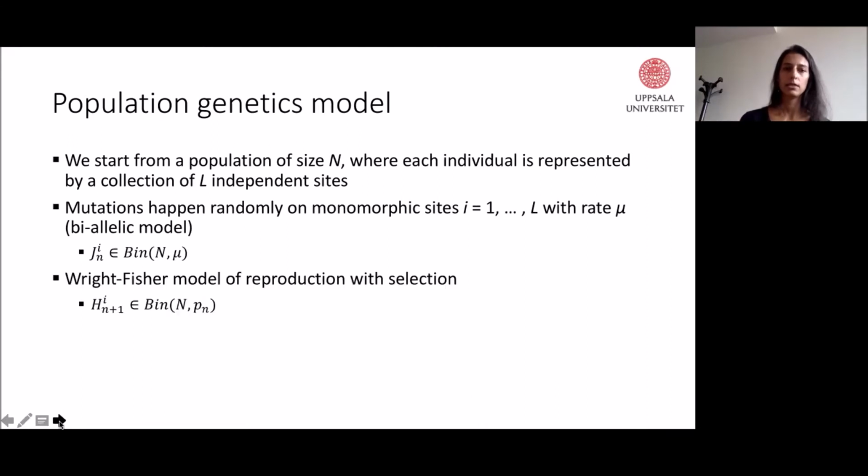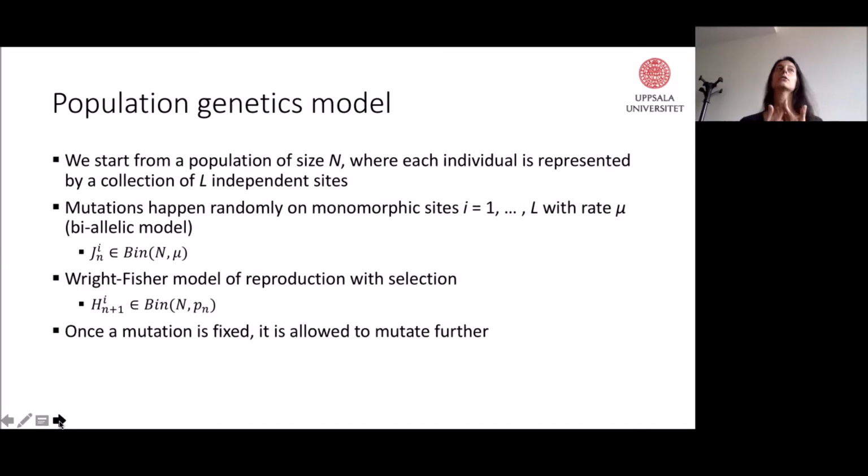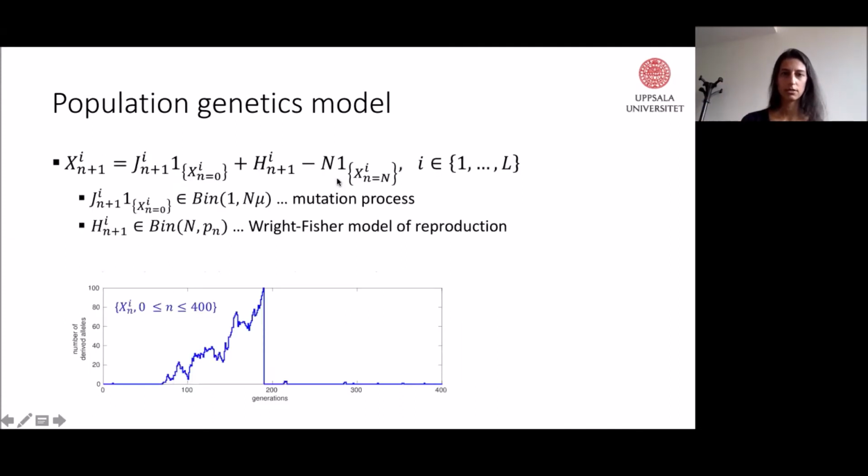And then we use the Wright-Fisher model of reproduction with selection in order to model the allele frequency trajectories at polymorphic sites over time. Since we're interested in tracking fixations over time, we allow a mutation that has gone to fixation to then mutate further. This leads to our process, which is a Markov process X, which can be described by 3 terms, J, H, and 1. So what do J, H, and 1 mean?